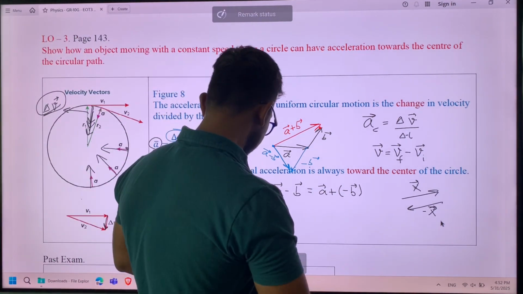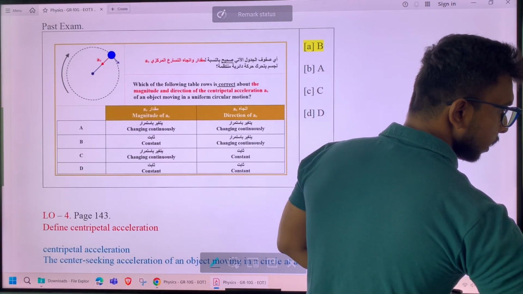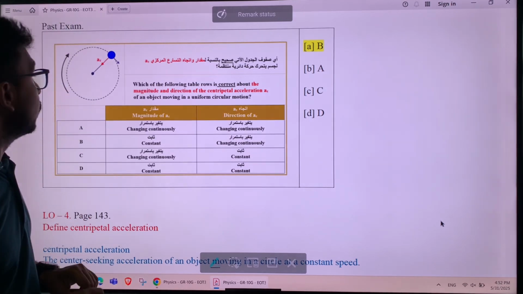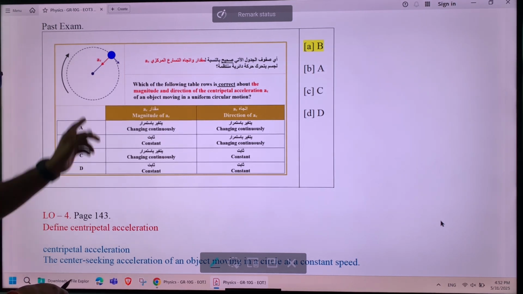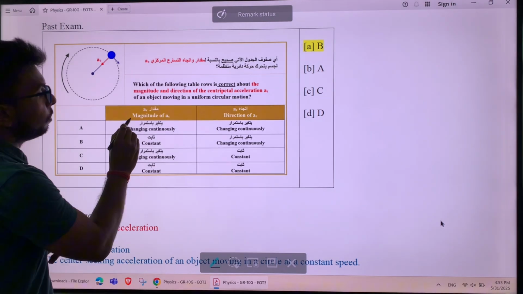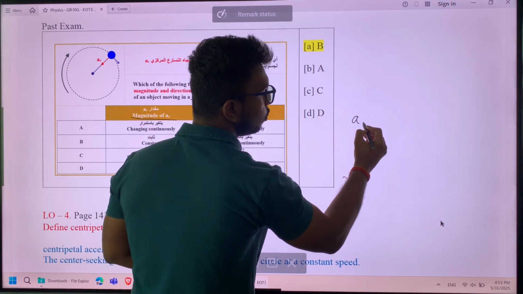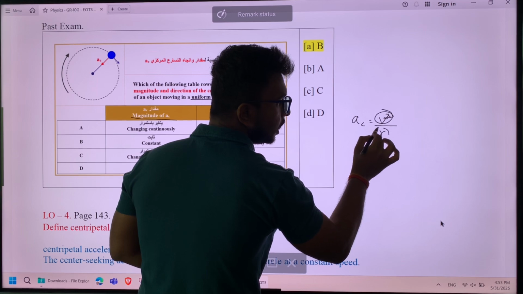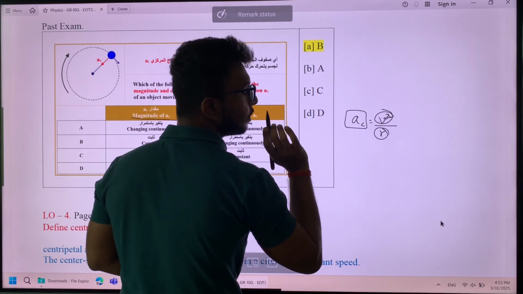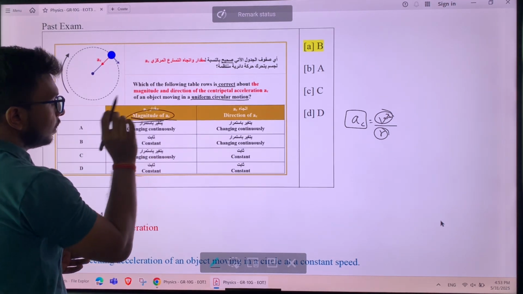Let's see a question if there is any. Yeah, this is a question in the exam. Which of the following table rows is correct about the magnitude and direction of the centripetal acceleration AC of an object moving in a uniform circular motion? Magnitude of AC. Remember, when it is uniform circular motion, speed is not changing. Magnitude means they are asking about the number. So the value of V is not changing, the value of R is not changing. So the magnitude of acceleration is constant. Magnitude of centripetal acceleration is constant.